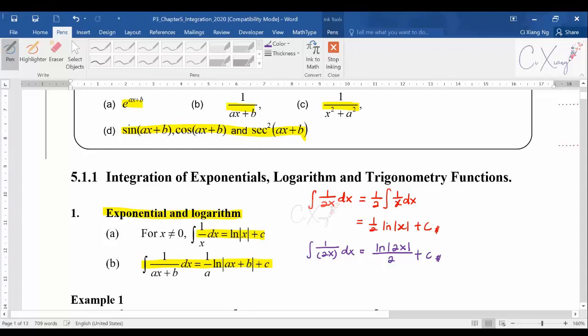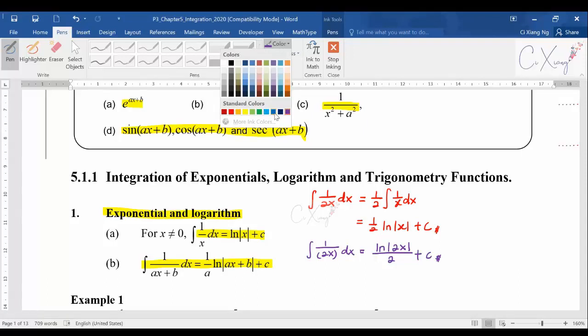Just that for me, I prefer to use this method because generally when I pull out the constant first, only then I apply the integration, my solution will not look so complicated. Okay, so this is what you should know about it. Alright, so let's continue with the other one.